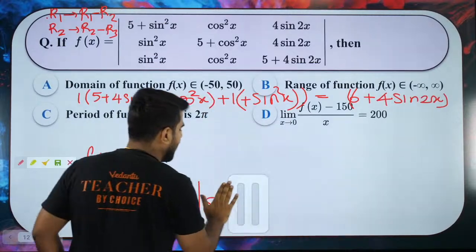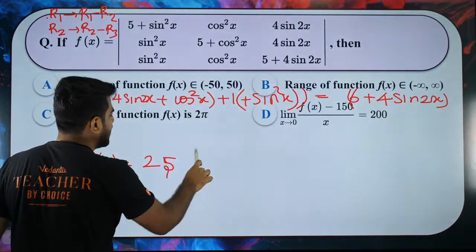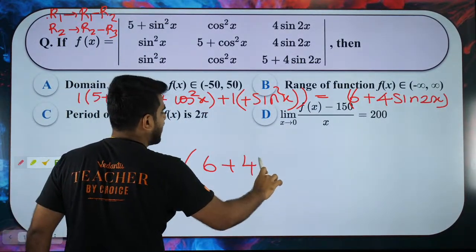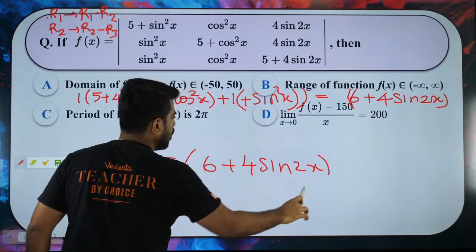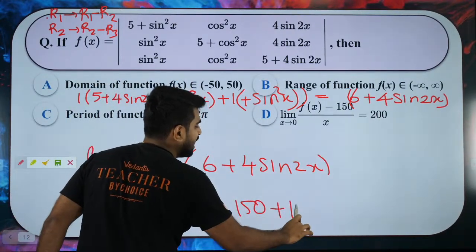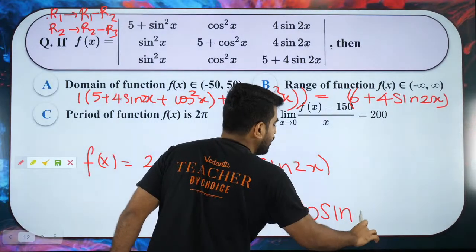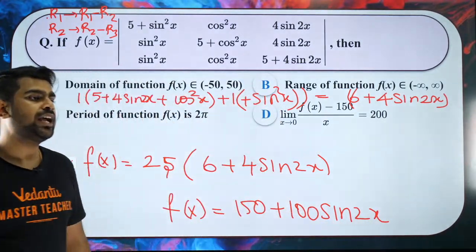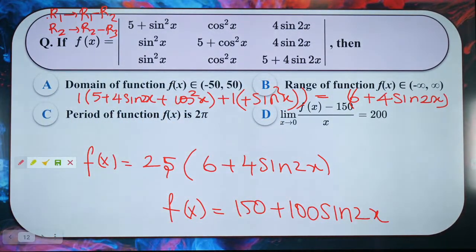So what is the determinant value? The determinant value is nothing but 6 plus 4 sin 2x. So what is f of x? f of x is equal to 150 plus 100 sin 2x. Beautiful. Amazing. This is what I wanted.